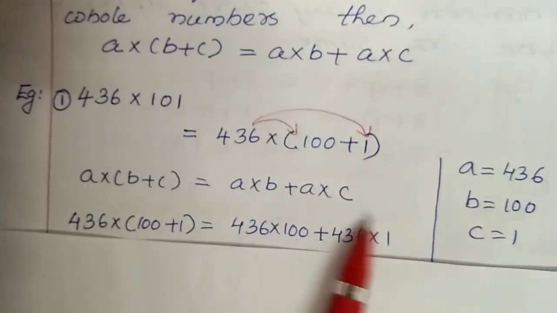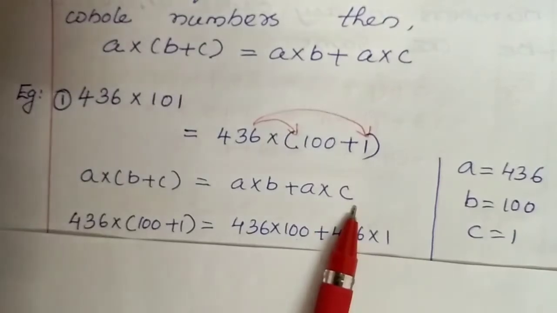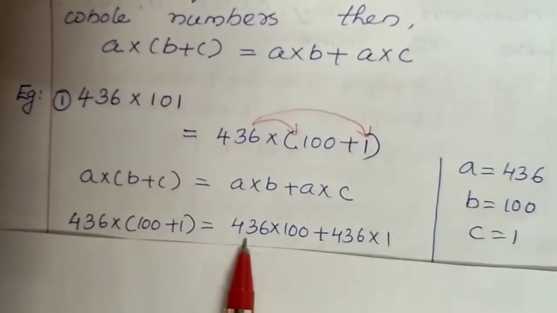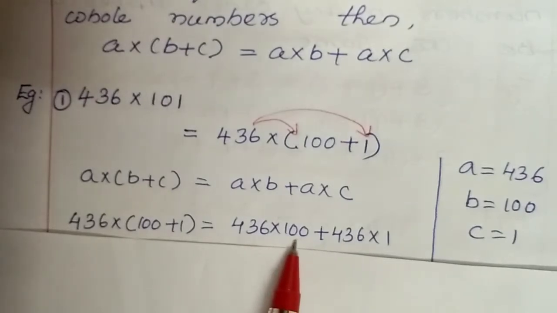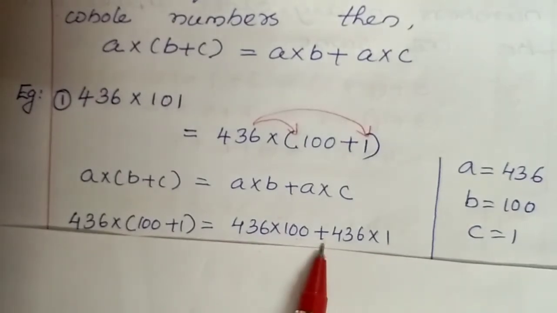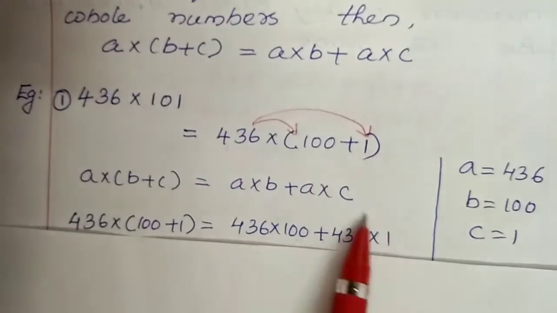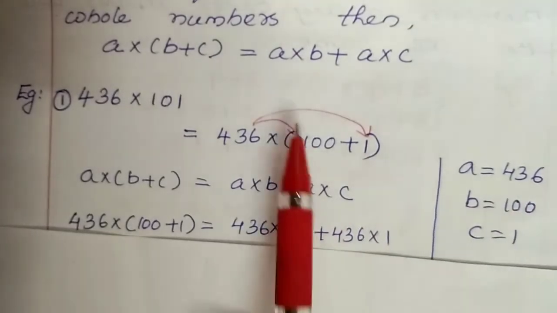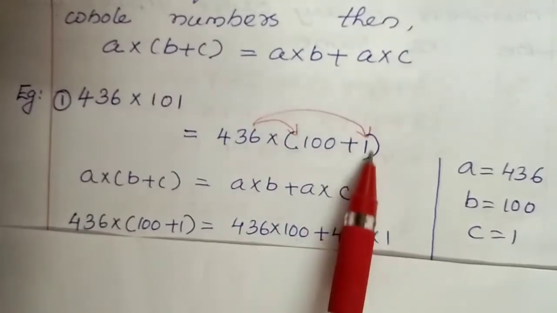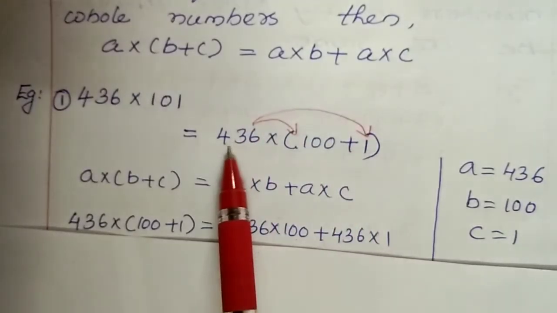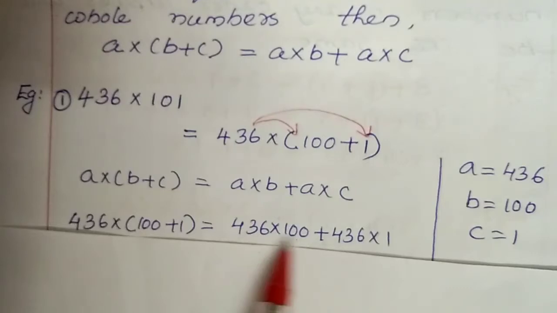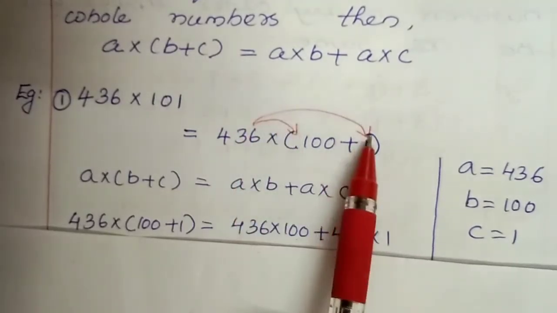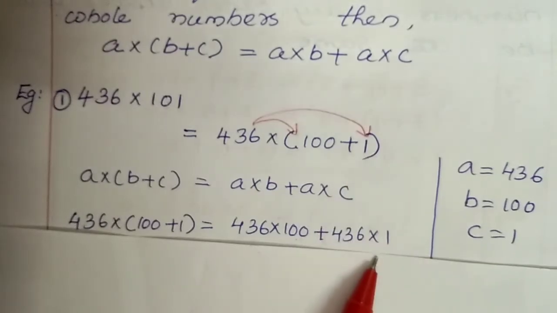Otherwise you can write A into B plus A into C. Here A is 436, B is 100. So A into B is 436 into 100, plus A into C means 436 into 1. Otherwise this way you open this bracket. First you multiply this 436 into 100, then you put this plus sign, then again you multiply 436 into 1.